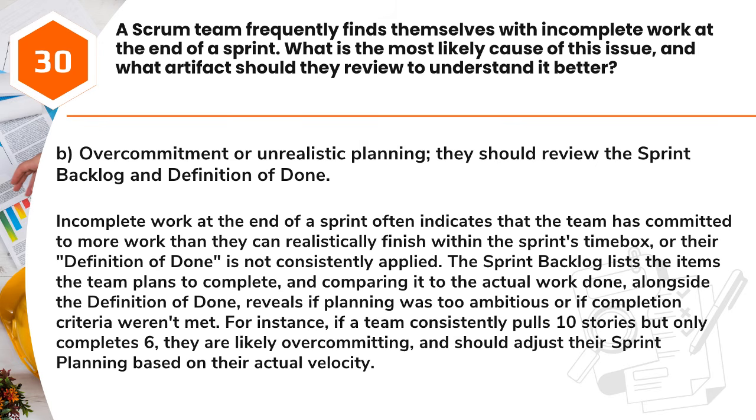For instance, if a team consistently pulls 10 stories but only completes 6, they are likely overcommitting, and should adjust their sprint planning based on their actual velocity.